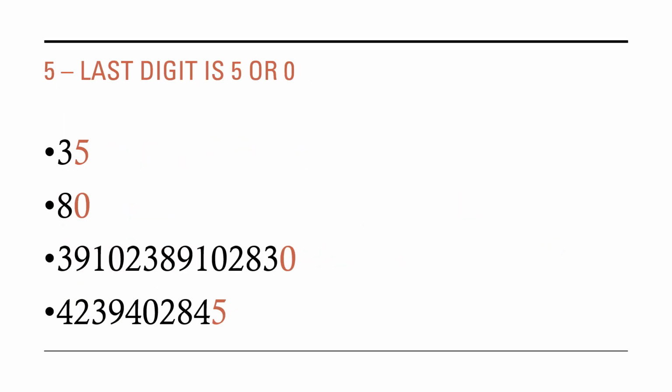You can see divisibility by 5 if the last digit is either a 5 or a 0, like 35 or 80, or that big number that I don't want to read, or the other big number that I don't want to read. But they end in either a 0 or a 5, so we know that it's divisible by 5.